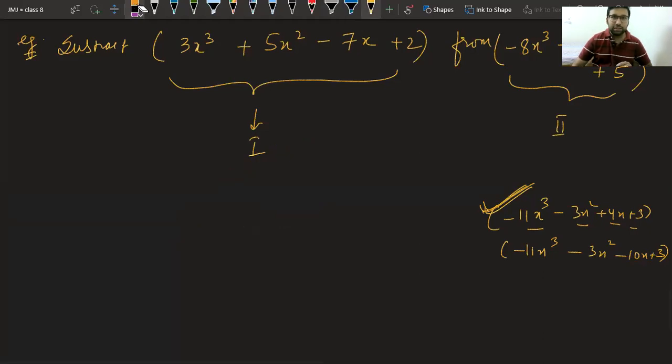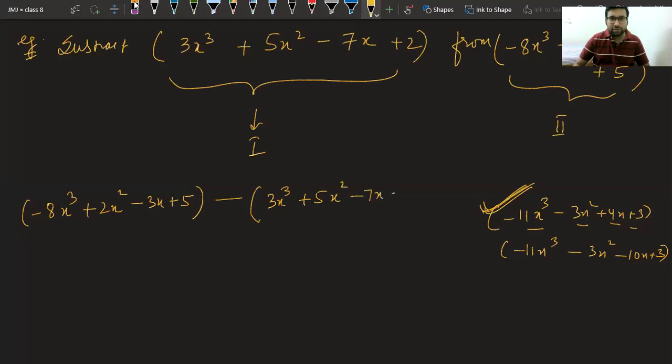Again, we have to write like this, first term first. Vanshika is saying minus 11x cube plus 7x square minus 4x plus 3. Okay, different one. Let me see now, class. First term is minus 8x cube plus 2x square minus 3x plus 5, minus sign. Again a bracket: 3x cube plus 5x square minus 7x plus 2.